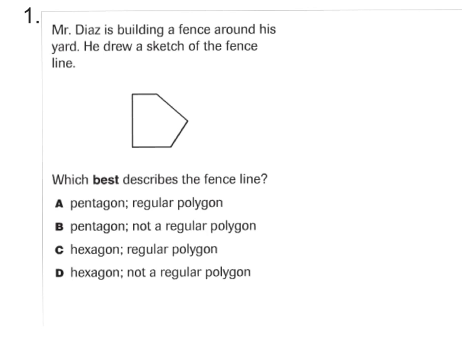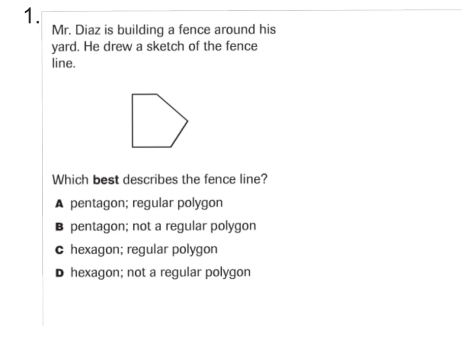Question number 1 says, Mr. Diaz is building a fence around his yard. He drew a sketch of the fence line. Which best describes the fence line? Look at your 4 choices and then select the best option. Press pause now and write your answer down.